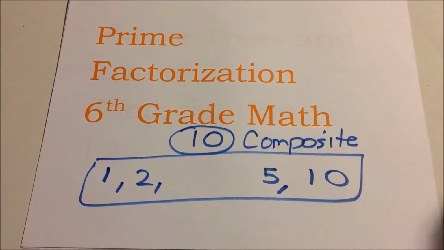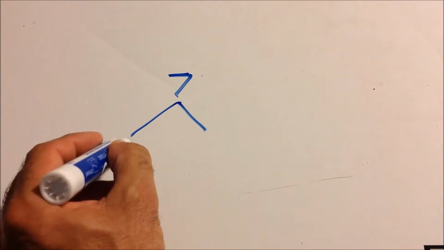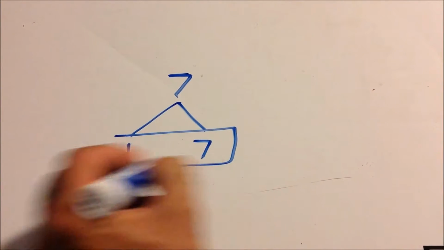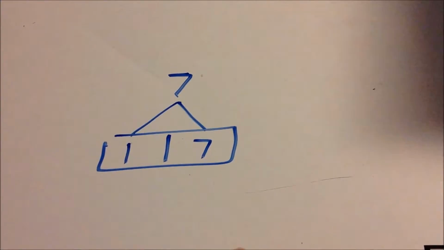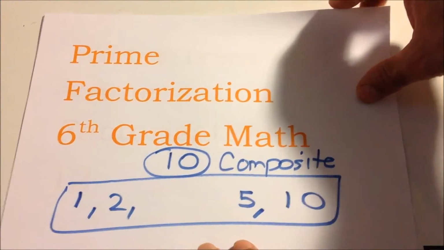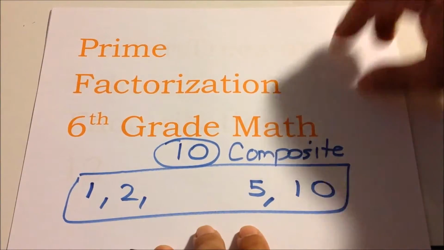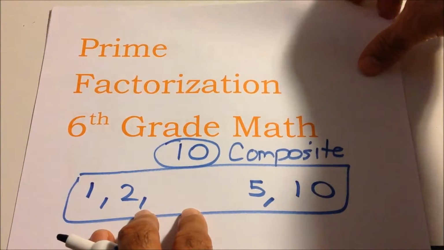Okay, let's do another example of prime. Let's say a 7. So we know 7's prime because the only factors of 7 is 1 and 7. That's it. That's why 7 is prime. Okay, so prime factorization we're going to use with factor trees.